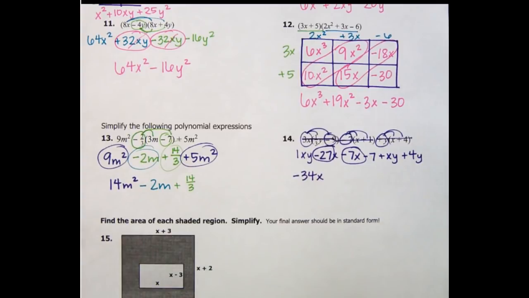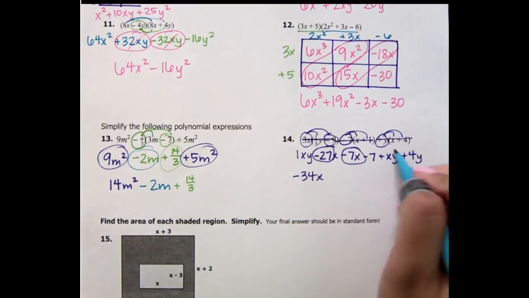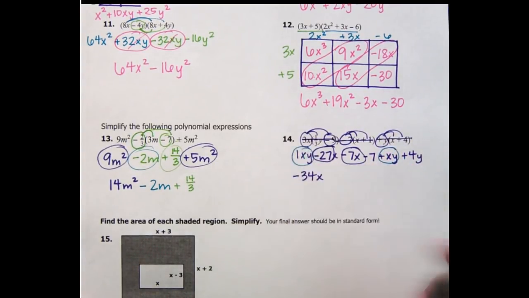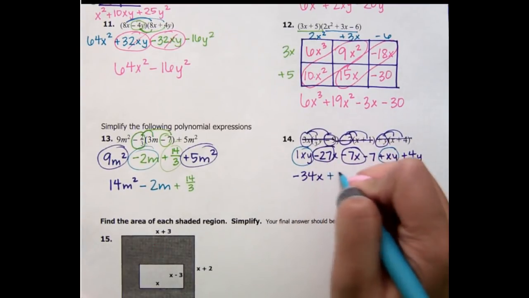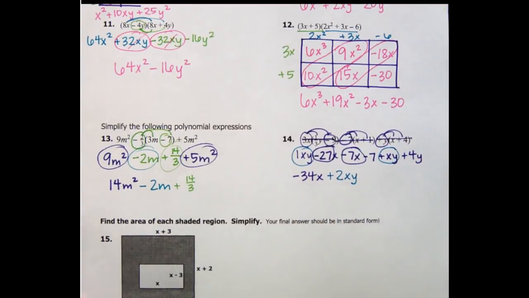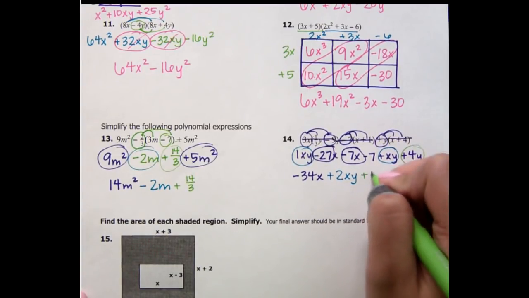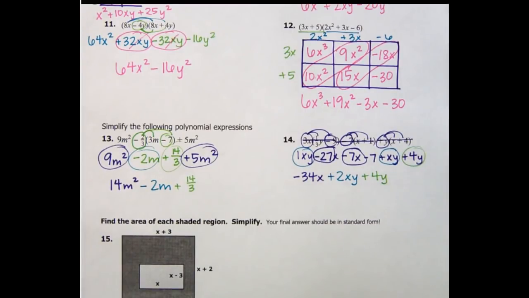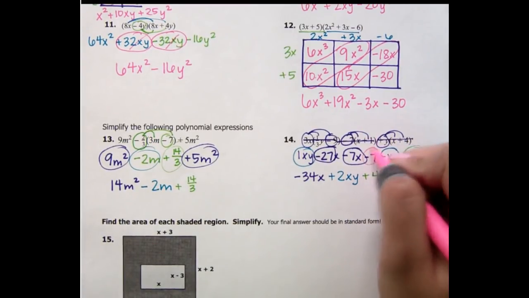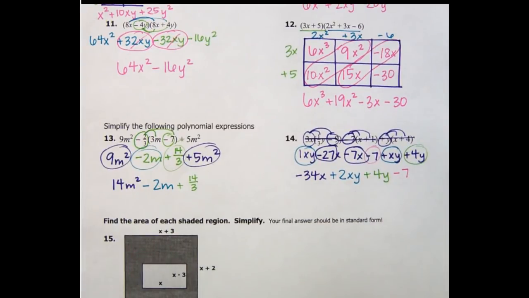Well, now I need to go to the xy's. Here and here. 1xy plus 1xy is a positive 2xy. Well, now I go to the ones that have just a y. That's this here. Nothing else, so plus 4y. And then the last one, all by itself, is the number by itself, minus 7. So you have to distribute and then combine your like terms to simplify the polynomial.